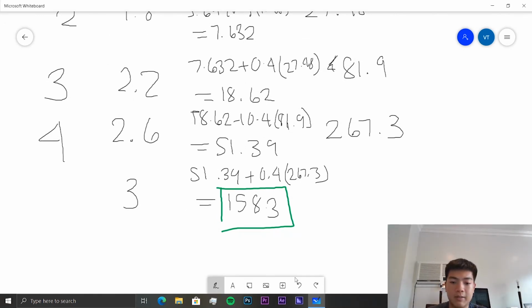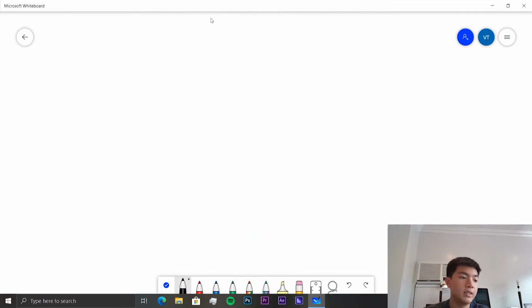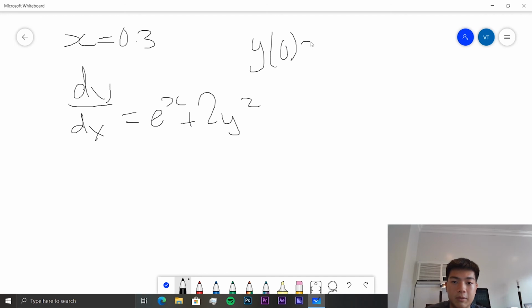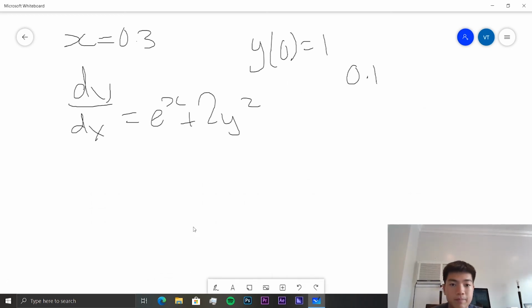Next, we have the final question of today, which is to use Euler's method again to find an approximation of the value of y when x equals 0.3, given that dy over dx is equal to e to the x plus 2y squared, and y at 0 is equal to 1. So we need to find y when x is 0.3. I'm going to use a step size of 0.1 to do this.